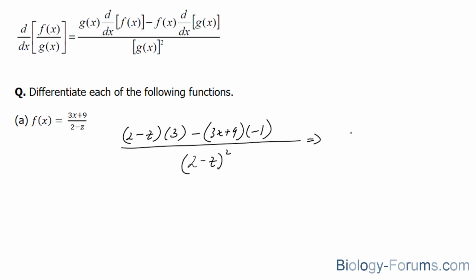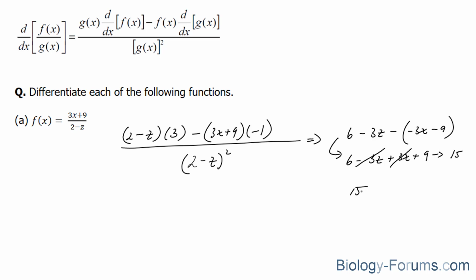You can simplify the top. 6 minus 3x, and then minus negative 1 times 3 is negative 3x. Negative 1 times 9 is equal to negative 9. I'm just going to continue to simplify this. 6 minus 3x plus 3x plus 9. That cancels out, and you end up with 15 over 2 minus x to the power of 2, which is the first derivative. Let's proceed on to the next question.